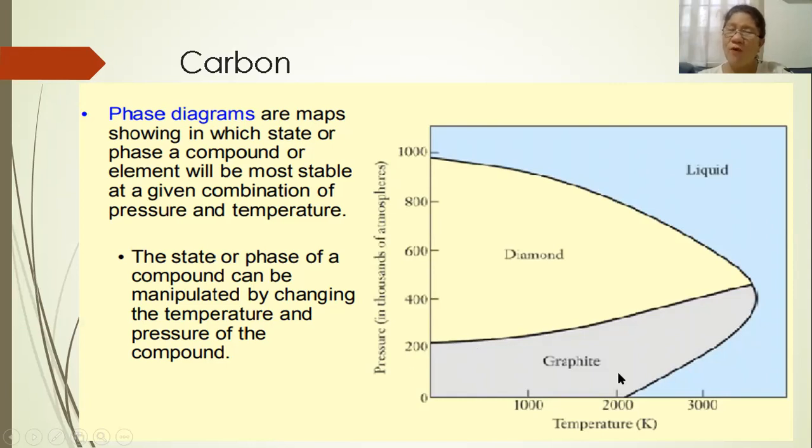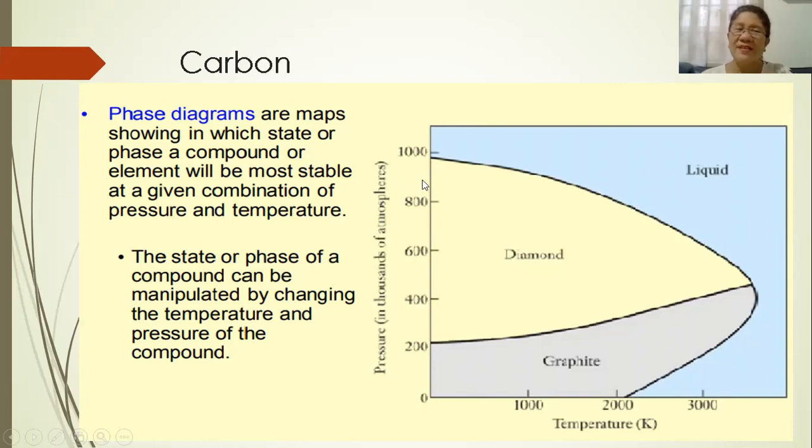So this is in the form of solid. It will rise up here in the form of liquid. So as it changes, what happened? Graphite will only go up to a pressure of 200. Beyond that, it is in the form of diamond. So graphite has a lower temperature compared with diamond, and lower pressure also compared with diamond.